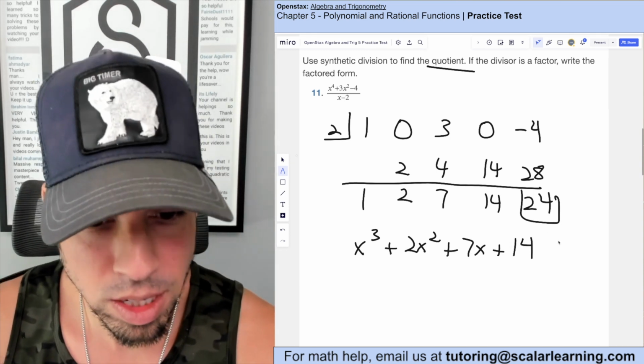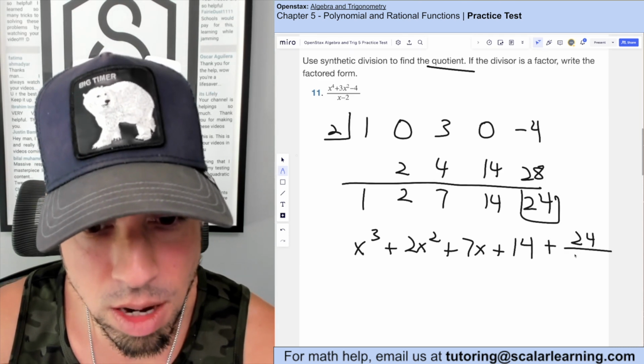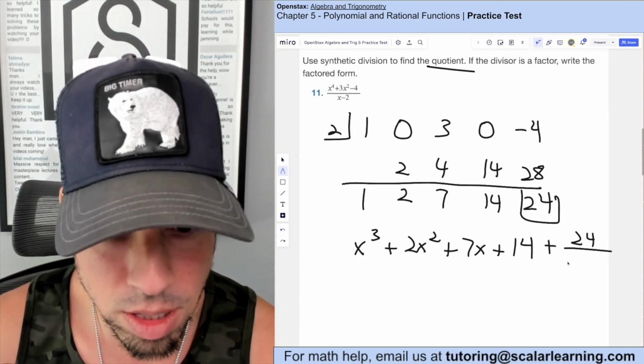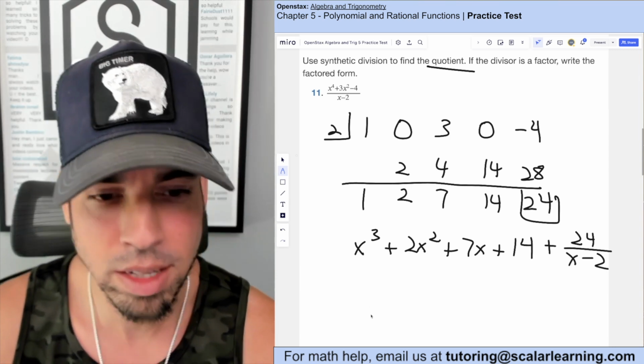And then last but not least, we take that remainder and we throw it on top of the divisor, on top of that original denominator of x minus 2, and there's your answer, done.